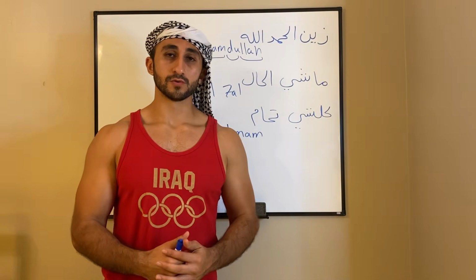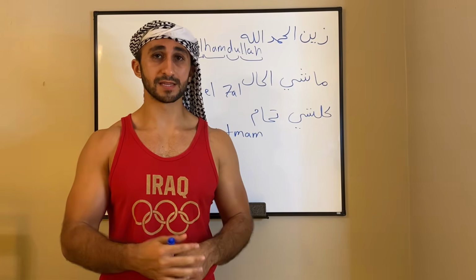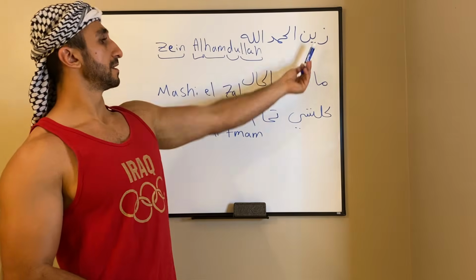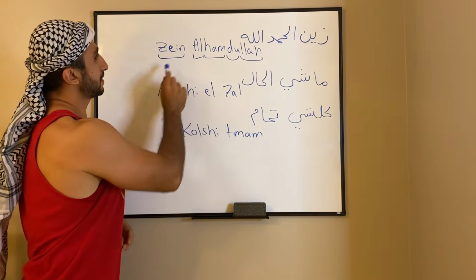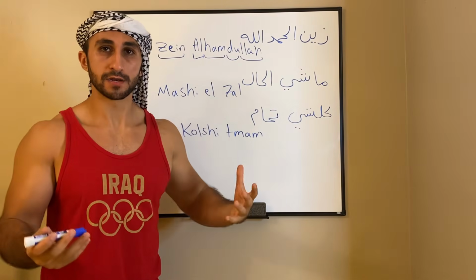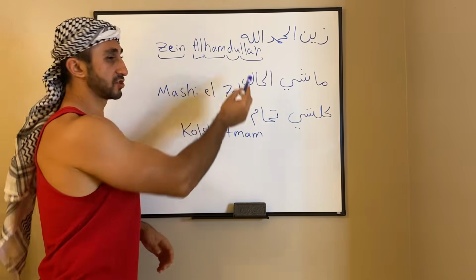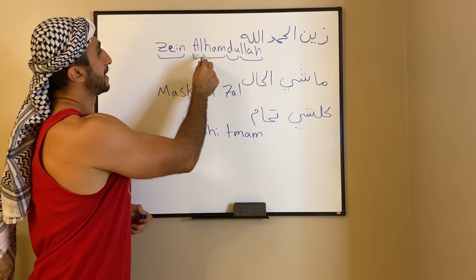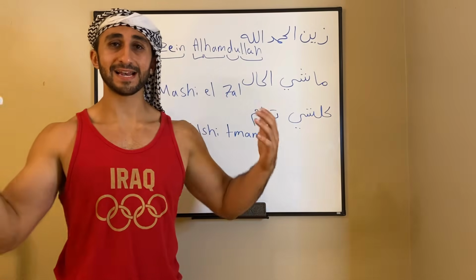So if someone asks you, ishlonek, ishlonich, what would you answer? We learned these earlier: how are you for a girl and a guy. These are some of the answers. You would answer zain, alhamdulillah. Zain means good. Alhamdulillah is thanks to God. You don't have to say alhamdulillah, you could just say zain. So, zain alhamdulillah.